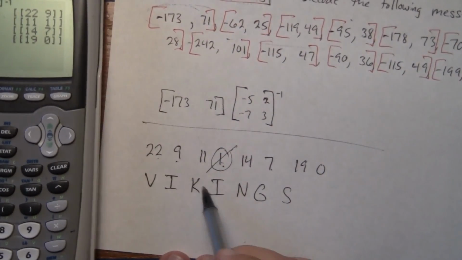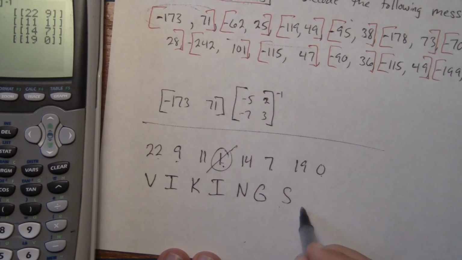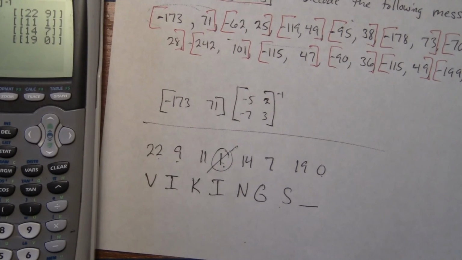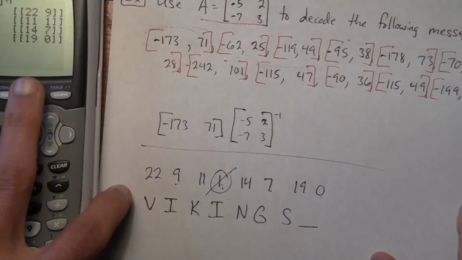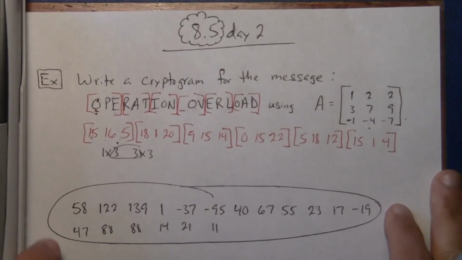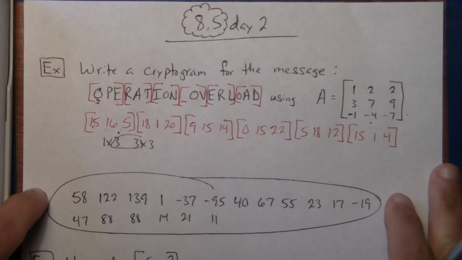So the first word that you end up with is Vikings. That 0 means space, and then you can figure out what the rest of that says if you really, really want to. Hopefully you got the idea down. That is homework help for section 8.5, day 2.